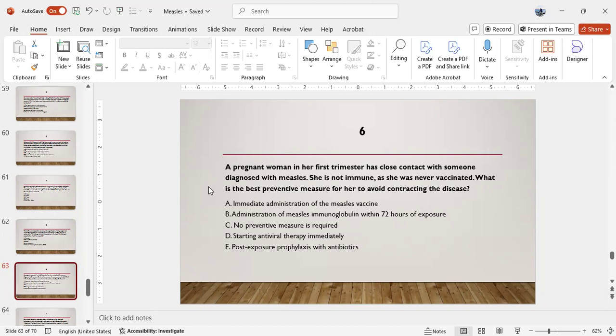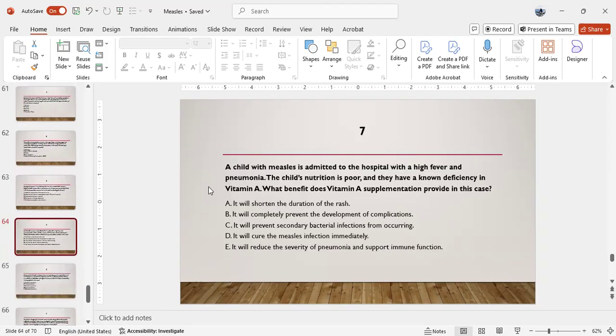B. The correct answer is beta. A child with measles is admitted to the hospital with a high fever and pneumonia. The child's nutrition is poor and they have a known deficiency in vitamin A. What benefit does vitamin A supplementation provide in this case?